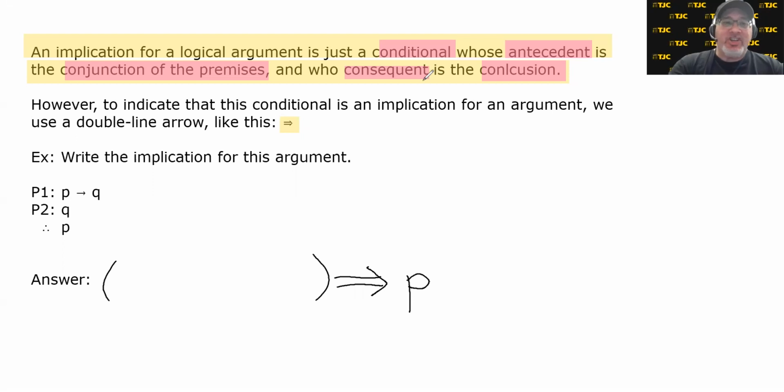The antecedent is a conjunction of the premises, so let's set up a conjunction. The first premise, well, let's do the second premise second. The second premise is Q. That's easy. But notice that the first premise is a compound statement in its own right on the left side of the conjunction, and therefore will go into parentheses also.